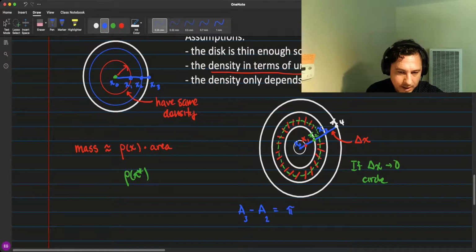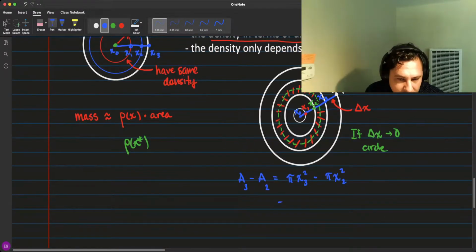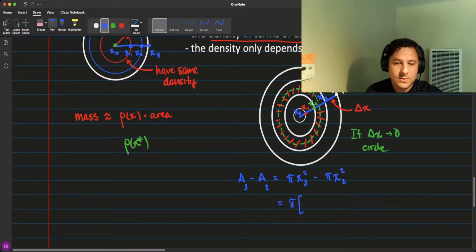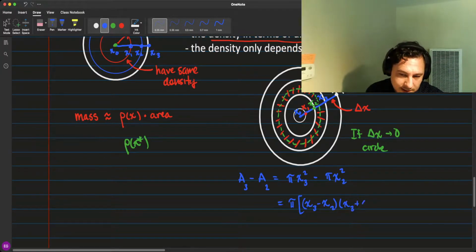So the area of the big one is pi x3 squared, and the area of the other one is pi x2 squared. You can factor out a pi, and x3 squared minus x2 squared can factor into x3 minus x2 times x3 plus x2.